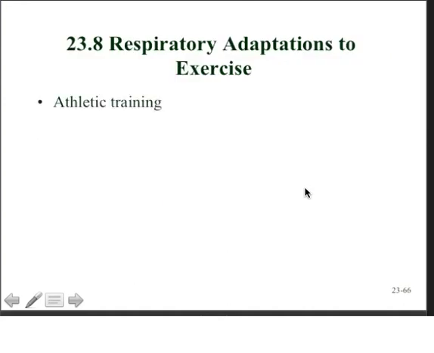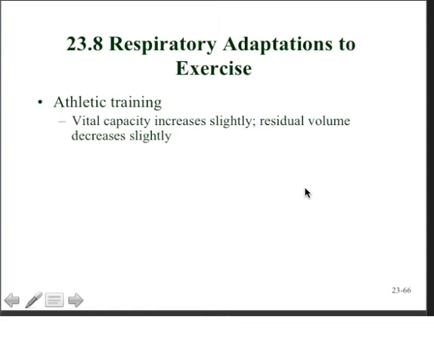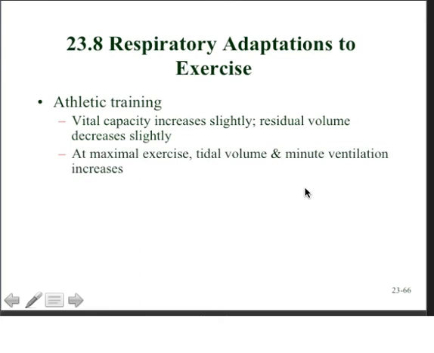How do exercise regimens affect respiratory rate? Well, athletic training is going to increase vital capacity, and residual volume will decrease as well. And why is this? Because the muscles of breathing will become more powerful. Diaphragm will become more powerful. The intercostals, the abdominals, the sternocleidomastoid, the erector spinae, all of those will become more powerful, and the result is our vital capacity will increase.